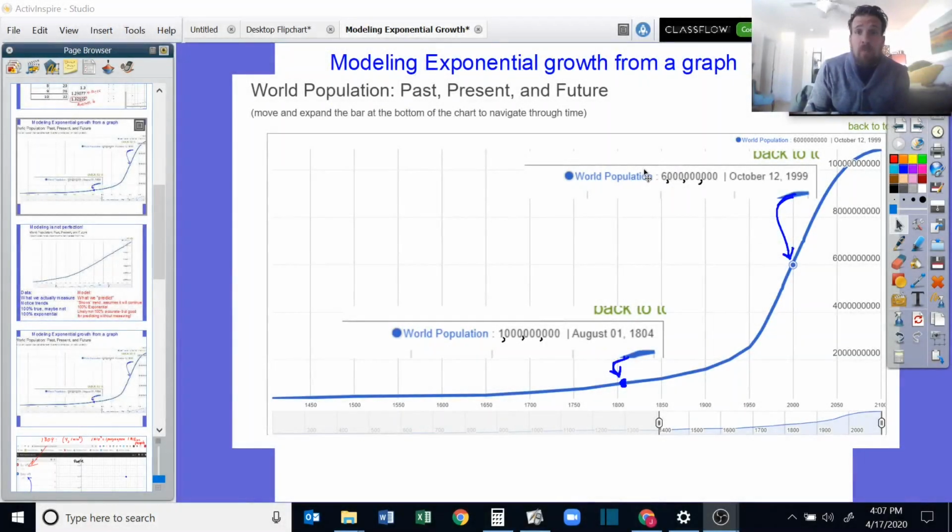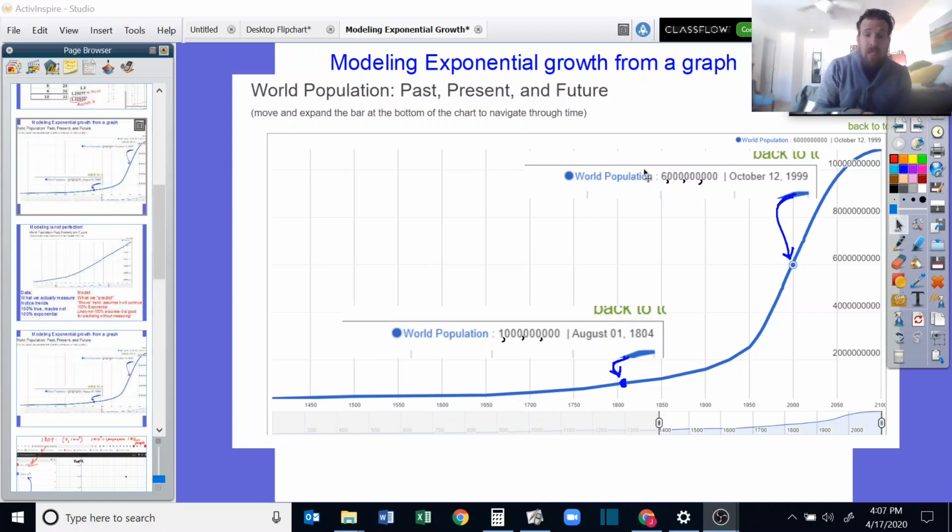Our third video. This is where I want to teach you how to model an exponential growth situation when you have the information in a graph. So I'll talk a little bit about what it means to model from a graph and just be really clear about what we're looking for.